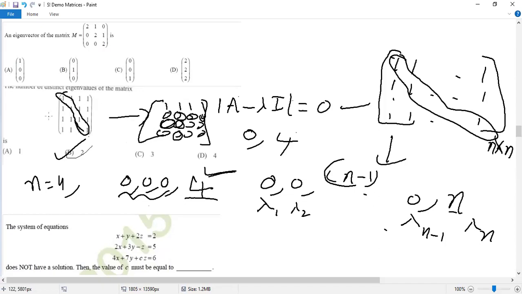So again, the same question may be given, like how many non-zero eigenvalues are there? There are 4 eigenvalues, 3 are zeros, only 1. So only 1 is the correct answer. So using the same matrix, you will get different questions. One matrix has given rise to 5 to 6 different questions that we can create. So be careful.